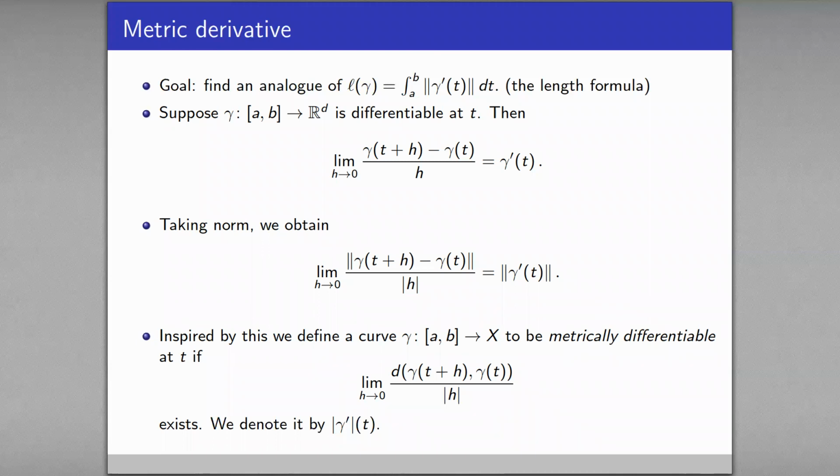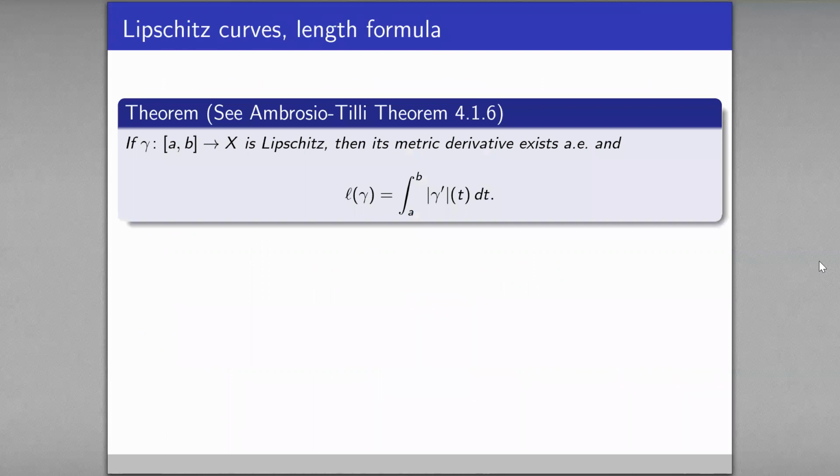Okay, the most important theorem, which guarantees why we define this seemingly arbitrary thing, is that if you have a Lipschitz curve, indeed it is differentiable in that sense almost everywhere, Lebesgue almost everywhere. So this metric derivative at t exists at almost every t, so this is defined almost everywhere. We can integrate it, and surprise, the length formula holds.